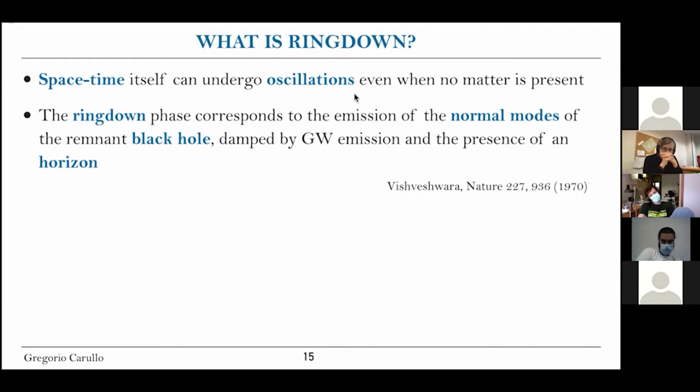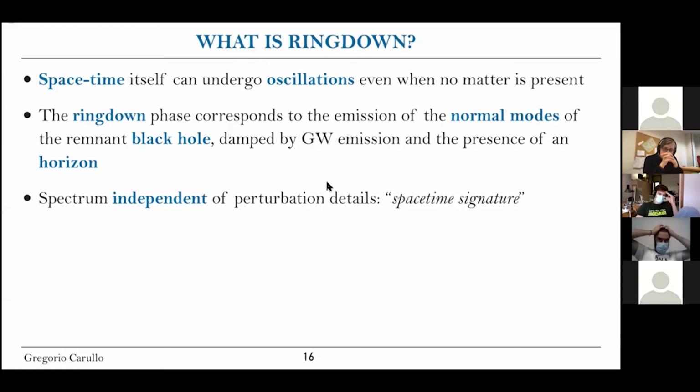So the Ringdown is essentially the gravitational wave emission corresponding to the excitation of the normal modes of the black hole. These are damped both by the presence of the gravitational wave emission and of the horizon. This sets specific boundary conditions which imply damping. But the key thing that you have to remember is that the spectrum is independent of the perturbation details. The spectral content of this emission doesn't depend on how you perturb the black hole. Whatever you throw at the black hole, that doesn't change the spectral content. So it's a kind of space-time signature of the system.